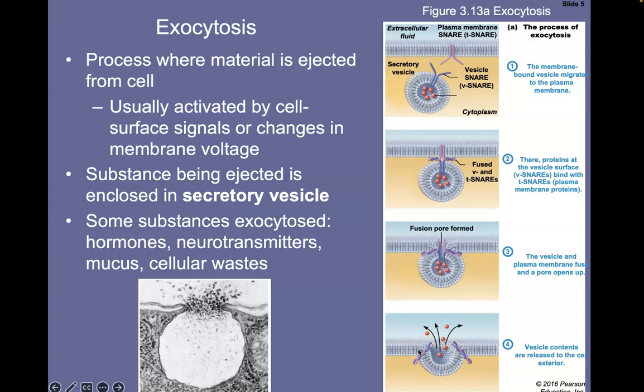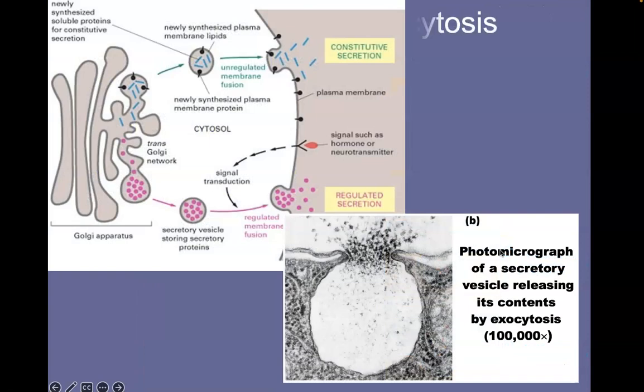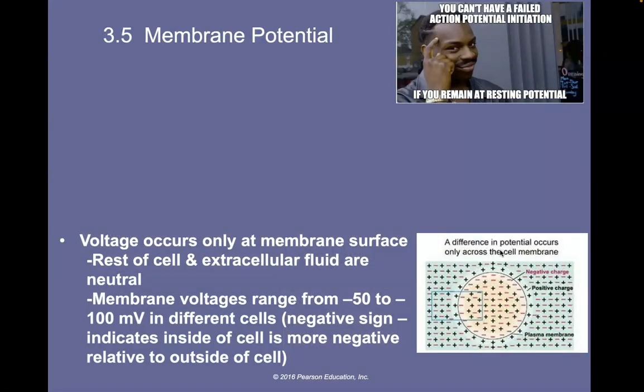So as things are transported throughout the cell in vesicles, the membrane that's surrounding those vesicles is made up of the same stuff that your plasma membrane is. So that way, as things are brought in and out of the cell, we're basically recycling the membrane parts as we transport them around throughout the cell. So again, that's exocytosis. Now, the last thing that I want to talk about here is membrane potential for today.